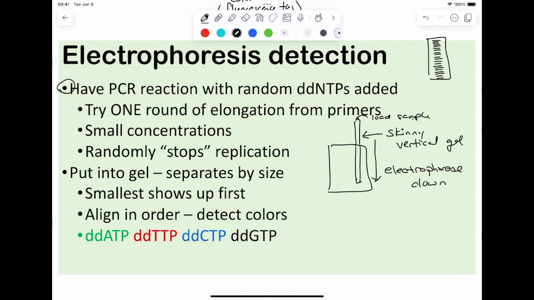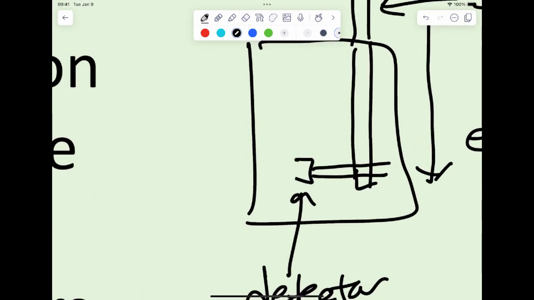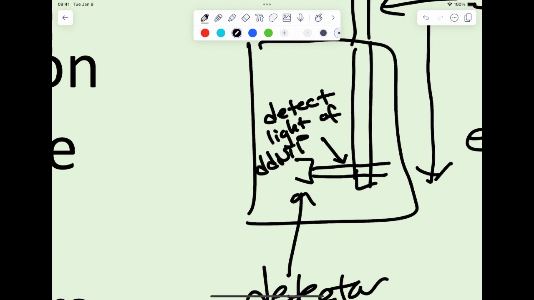So way down here at the bottom we're going to have a detector. What it's going to look for is the light that passes right through the beam. It's going to detect the light of the ddNTPs. So when the first piece moves past, the terminator is going to have light, and it's going to pick up the light and remember what the light was. Then the next piece comes by, it will have a color, and it's going to pick up what the color is. The third one comes by, it's going to pick up what the color is. Fourth one comes by, it'll pick up what the color is. And it'll repeat this over and over and over again until we ran out of sample.